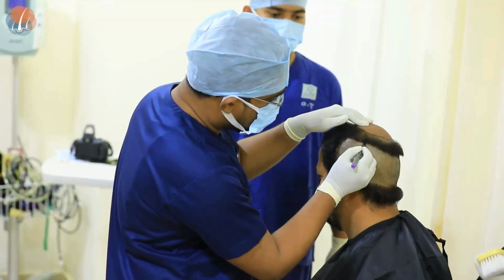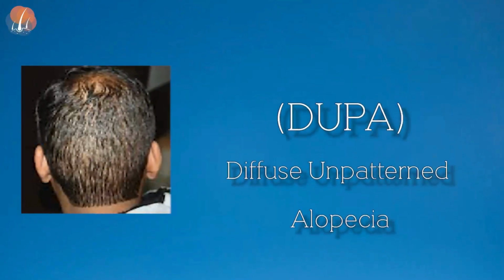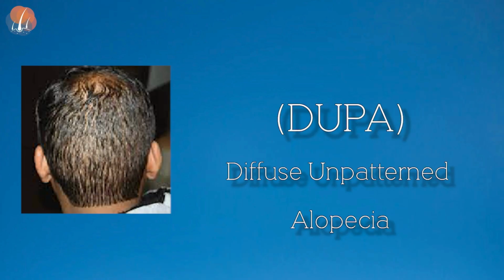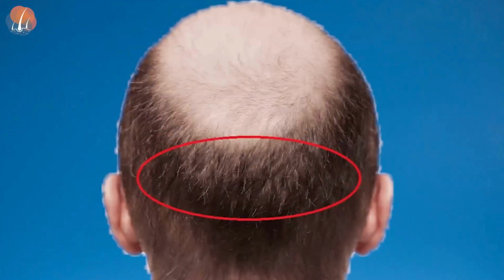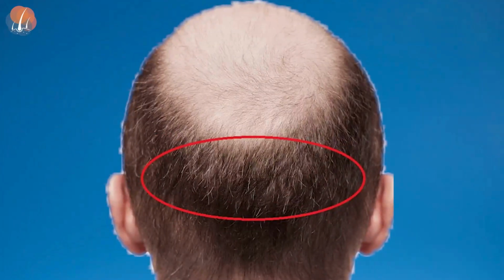First point is your available donor area. Sometimes the process of baldness is not limited to the front, mid and crown area. This may affect your donor area. This condition is known as DUPA or diffuse unpatterned alopecia. That means the process of baldness is also affecting your donor area, leading to thin, miniaturized hair. So if this is the case, then you are not the right candidate for hair transplant procedure.